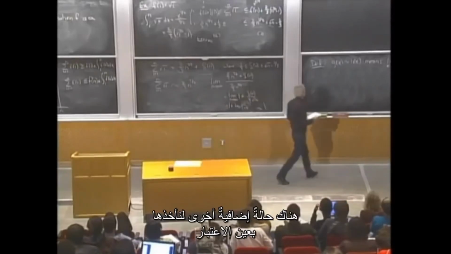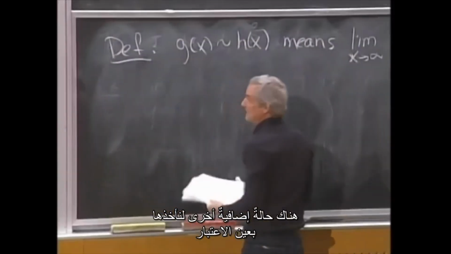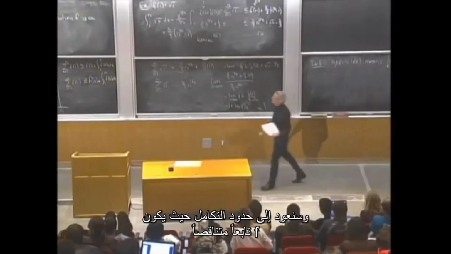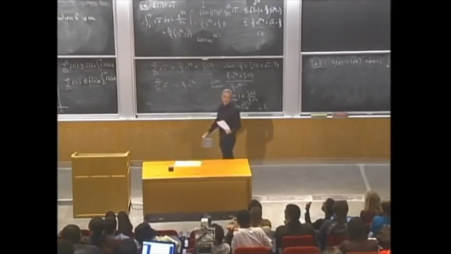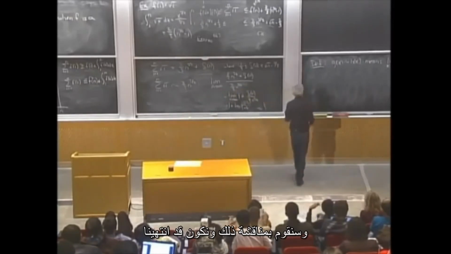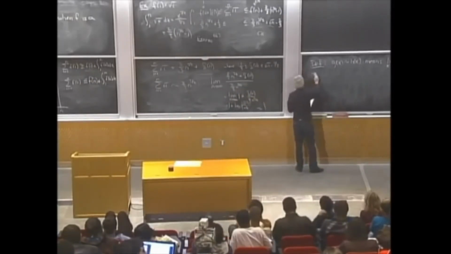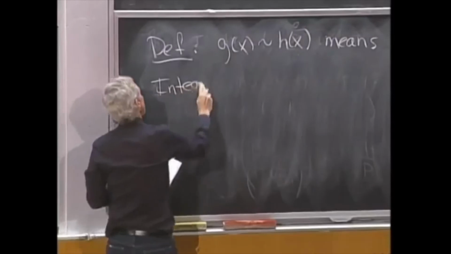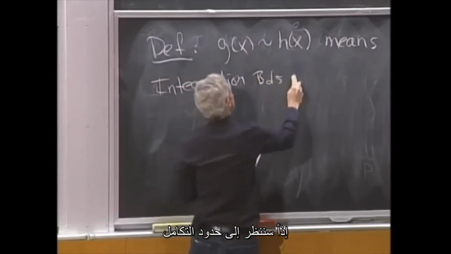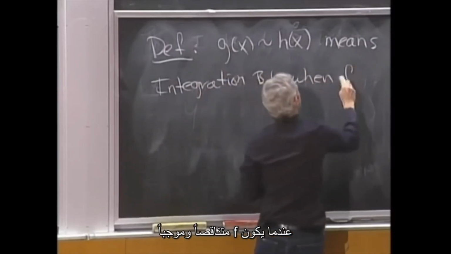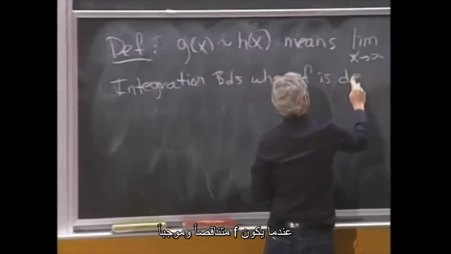All right, there's one more case to consider. And now we're going to go back to the integration bounds, and that is when f is a decreasing function. And we're going to do the analysis for that, and then we'll be all done. So we're going to look at integration bounds when f is decreasing and positive still.